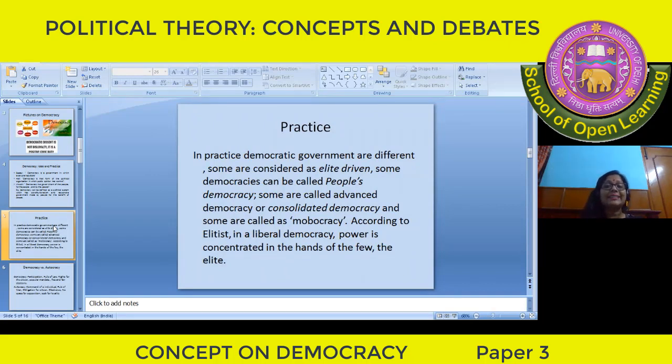Some are considered elite driven. What is elite? At your home, you are always asked to discuss something, but the decision is always taken by the ruling people, the seniors of the house. So democracy is sometimes elite driven. Elite driven means when you choose some representatives and they become your voice. Some democracies are called people's democracy, as I said with the idea of China.